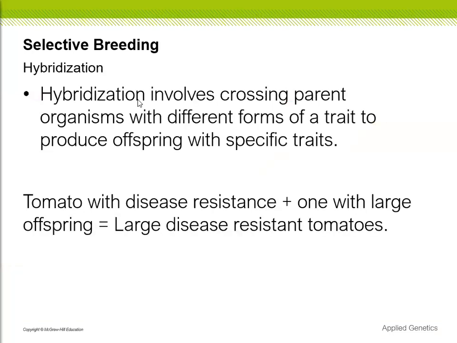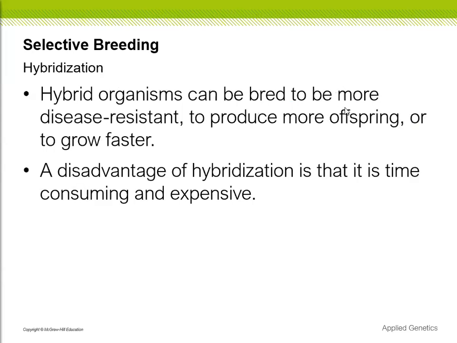But that is different than hybridization, though. So hybridization is 2 different traits being blended. So we breed these to be more disease resistant, to create more offspring, and to grow faster. The downside here, though, is it takes a lot of time and it's really expensive to be able to do.